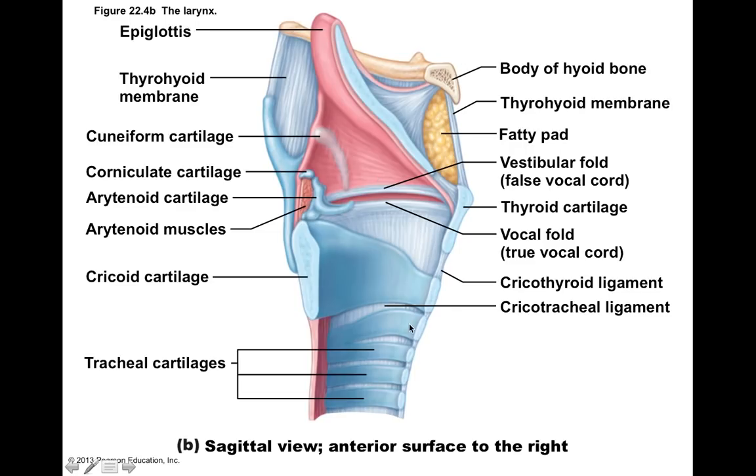Okay. So inferior to the larynx, we have the trachea. And you guys see the trachea is also supported by cartilage. Now, these cartilaginous rings are not complete. So we call them C rings because they don't form a perfect circle. They actually have incomplete ends that don't connect. So it looks more like a C.